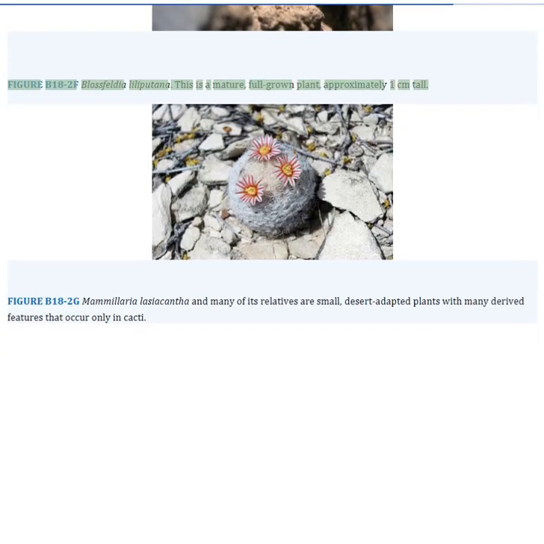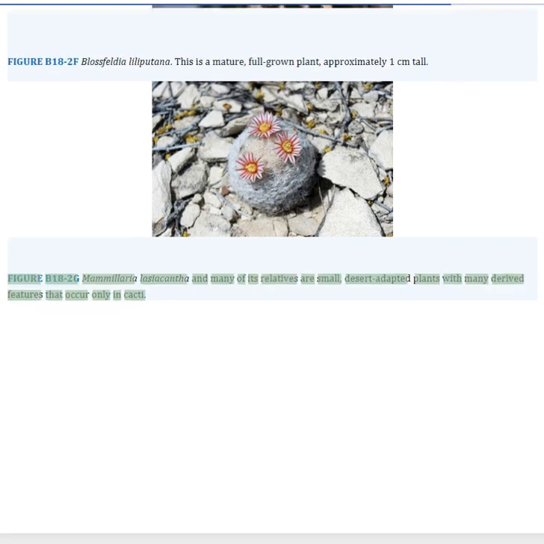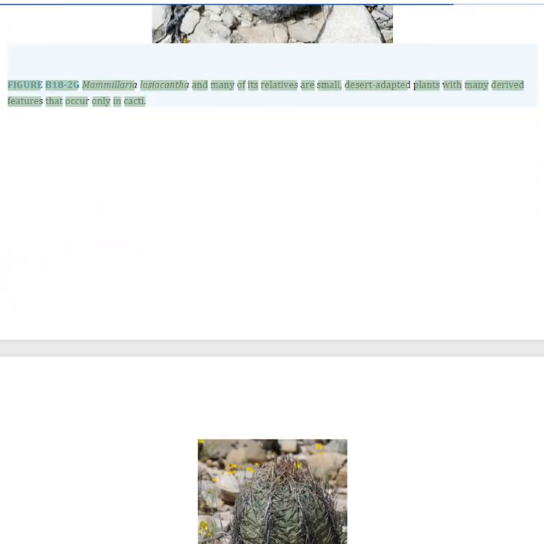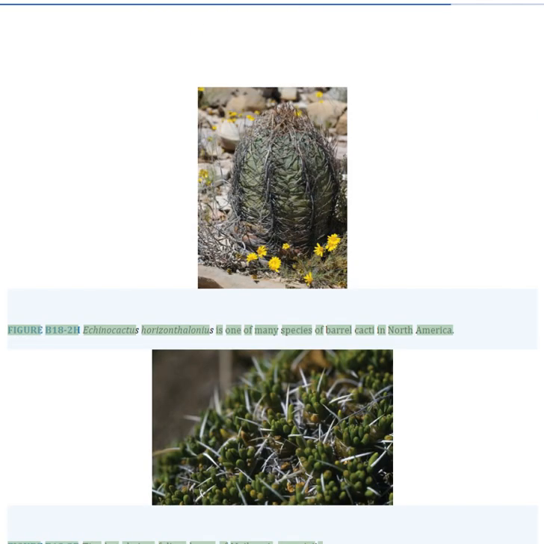Figure B18, 2f: Blossfeldia lilliputana. This is a mature, full-grown plant, approximately 1 centimeter tall. Figure B18, 2g: Mammillaria lasiacantha, and many of its relatives are small, desert-adapted plants with many derived features that occur only in cacti. Figure B18, 2h: Echinocactus horizonthalonius is one of many species of barrel cacti in North America.